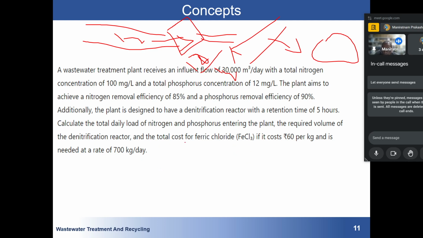Then calculate the total cost of ferric chloride. Now it's saying that for removal of phosphorus, ferric chloride is used, because nitrogen will be removed by some other process. If it costs Rs 60 per kg and is needed at the rate of 700 kg per day, so per day this much kg is required, and per kg the price is Rs 60. So what will be the total cost of FeCl3? Anyone want to solve it? Yeah, I should just share the solution.